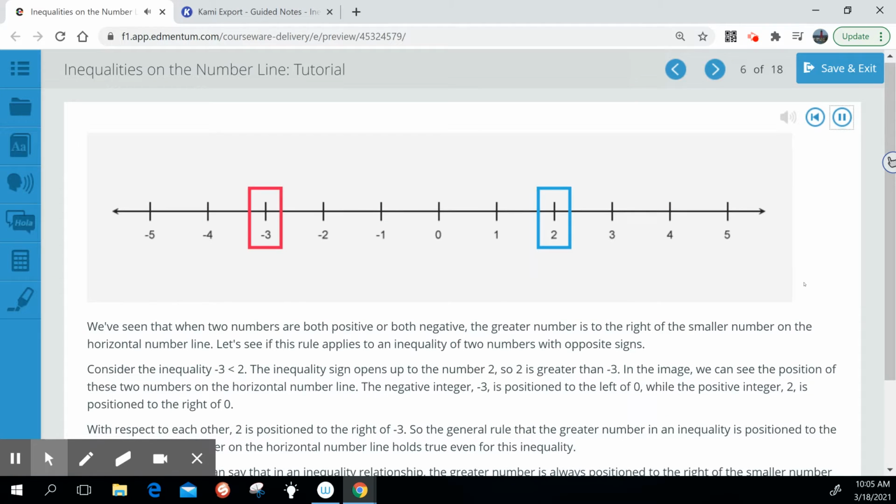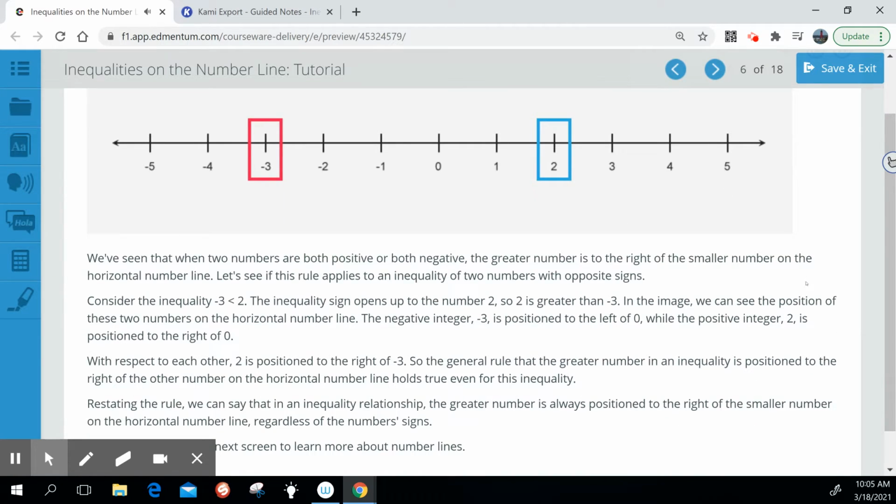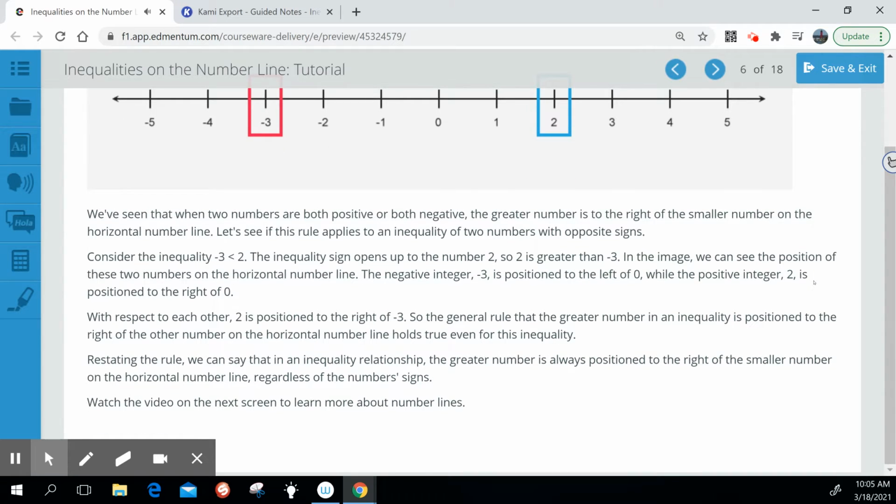We've seen that when two numbers are both positive or both negative, the greater number is to the right of the smaller number on the horizontal number line. Let's see if this rule applies to an inequality of two numbers with opposite signs.